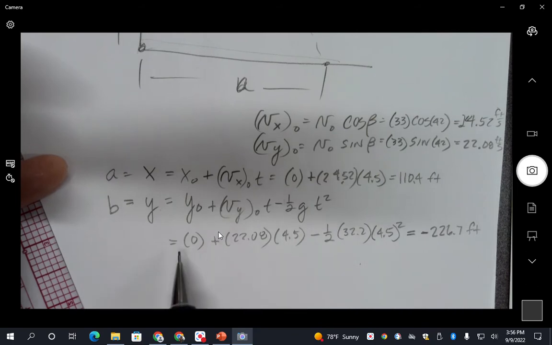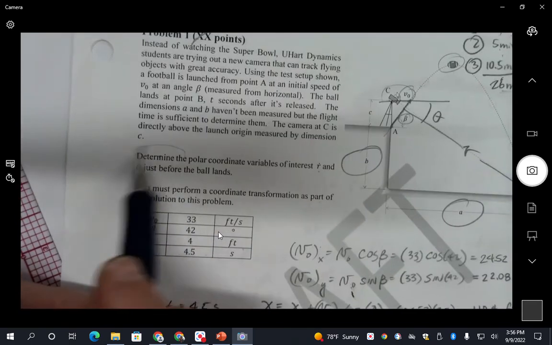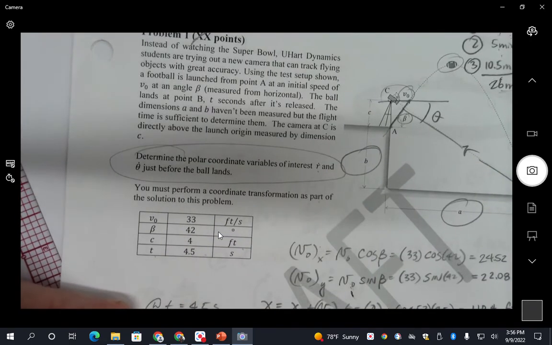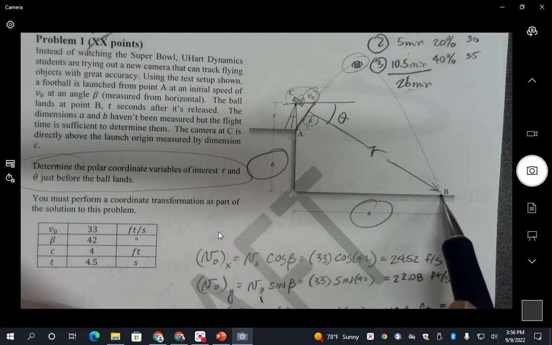But anyway, so the thing drops, and so now with this, we can find out what its velocity is going to be when it hits the ground, right? So we want to determine the polar coordinate variables just before the ball lands. Remember, that's what we're looking for. So our goal is to find the velocity right here.